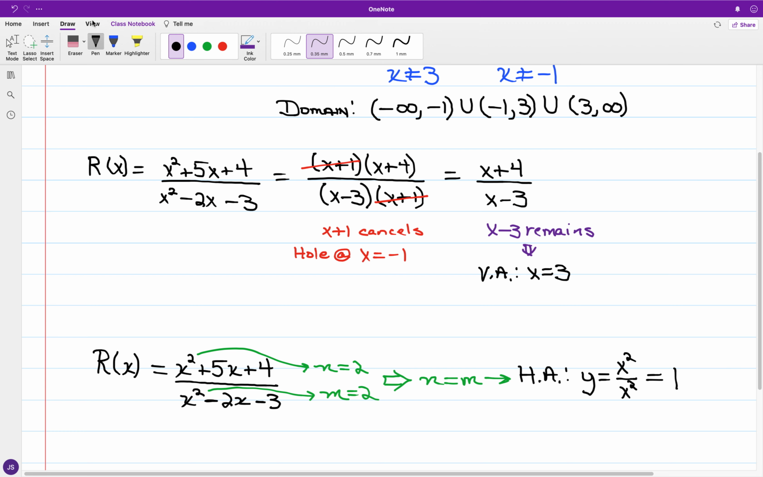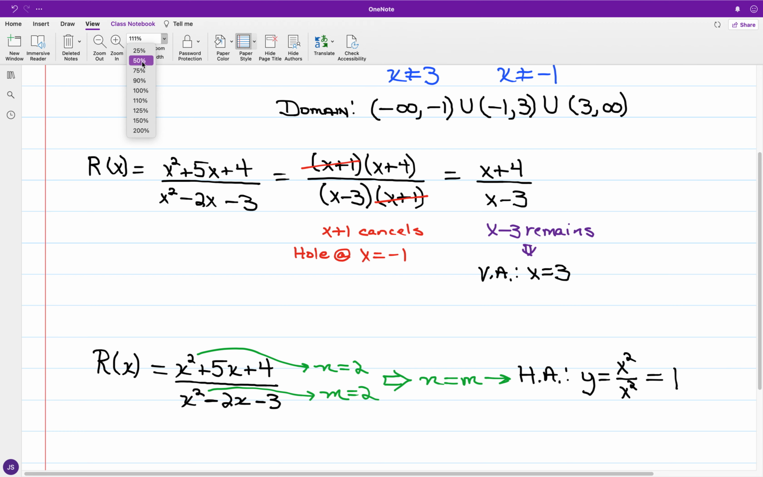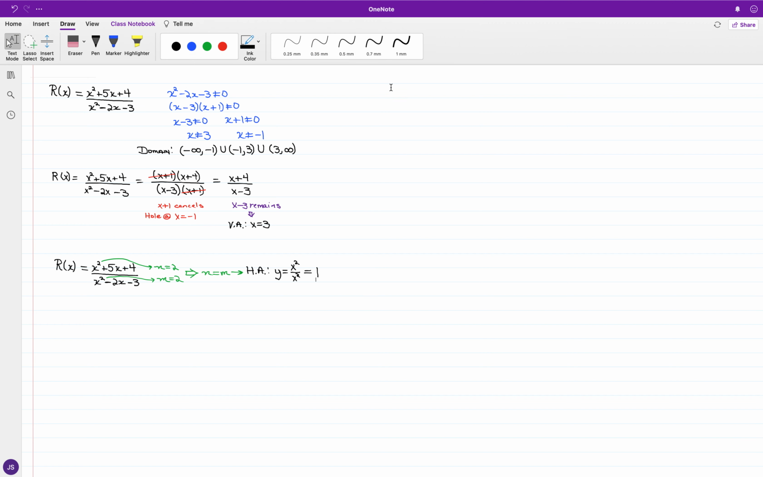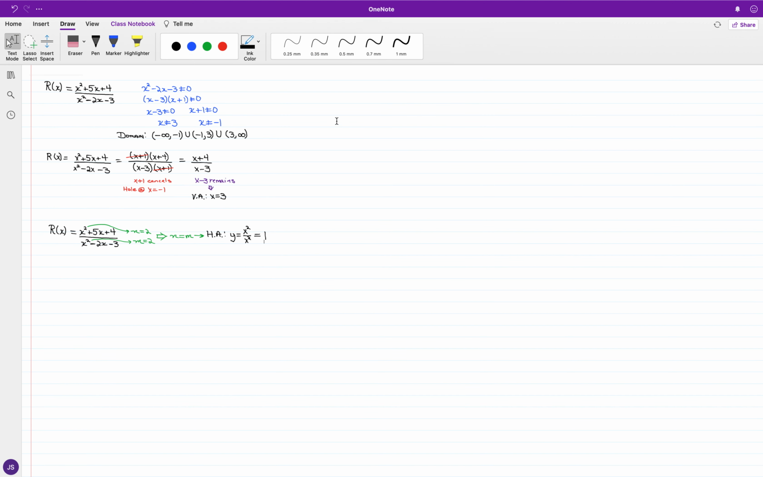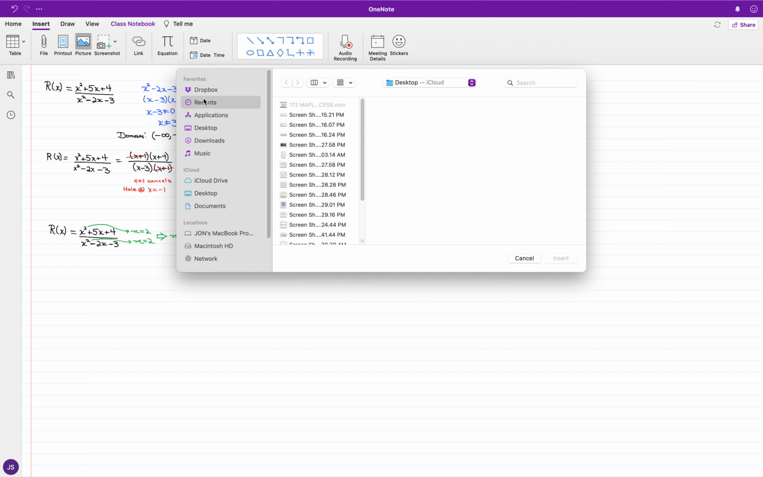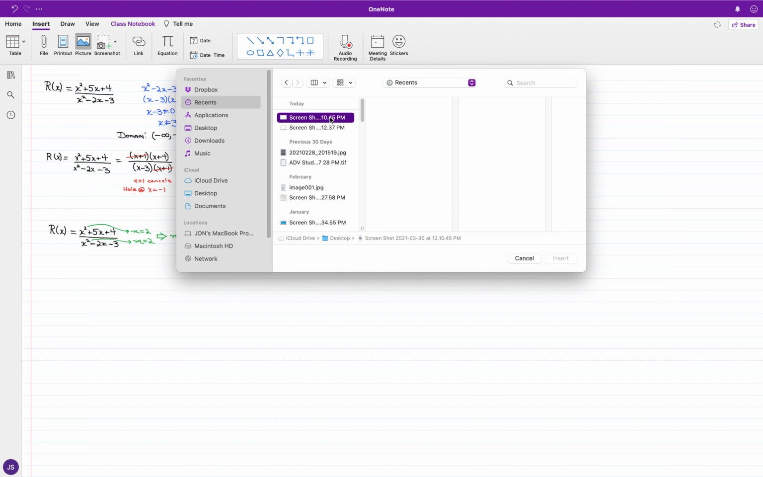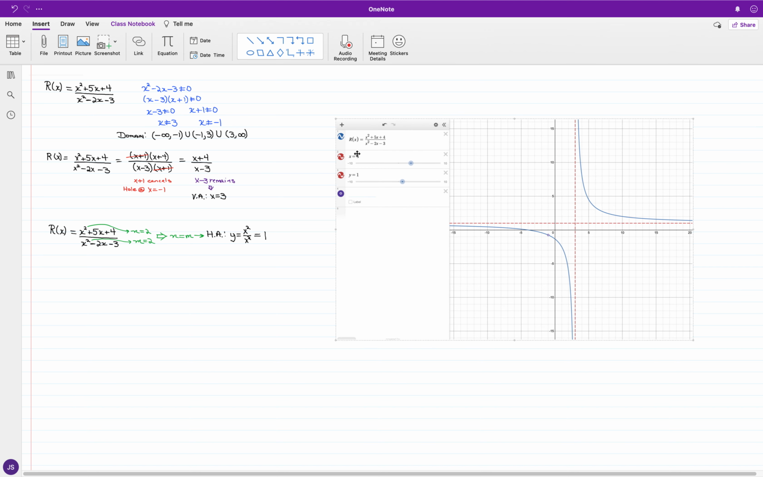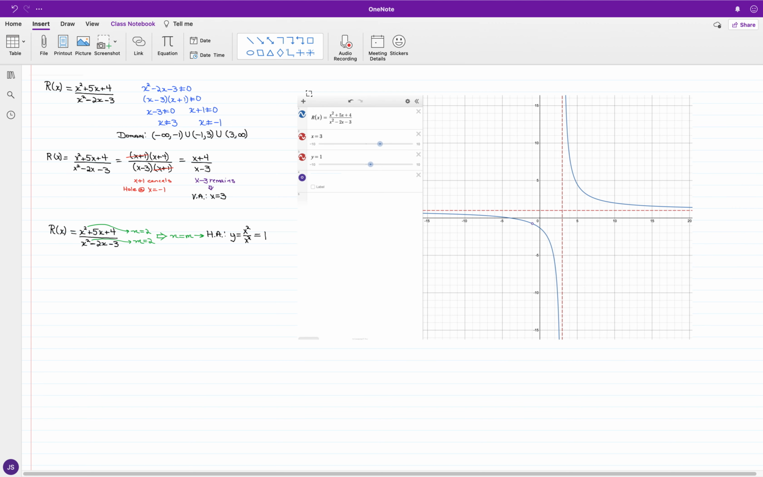So for the overall picture, in the development so far, we have the rational function.